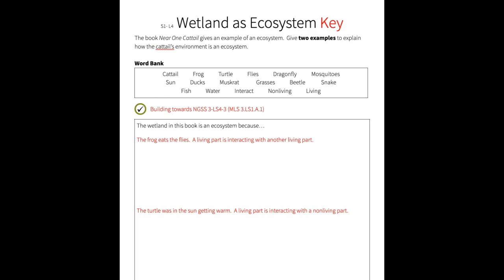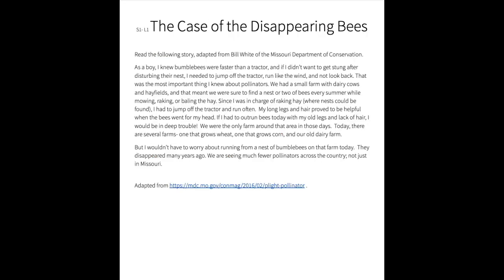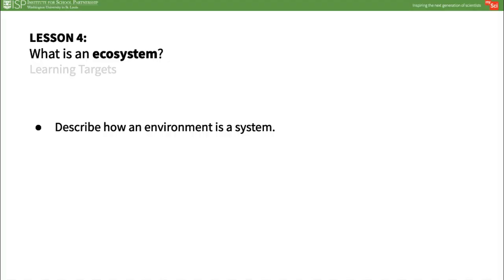Finally, return to the unit phenomenon of the case of the disappearing bees and ask students to consider what they have learned in this lesson that could help figure out a solution to the problem. By the end of this lesson, students will describe how an environment is a system.